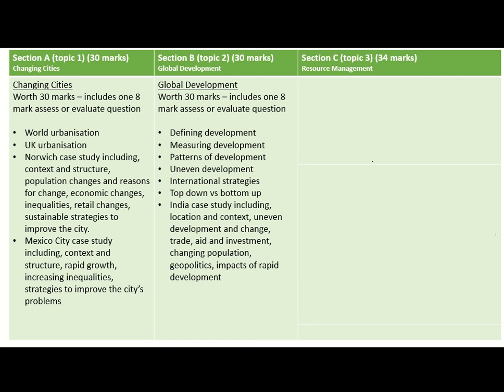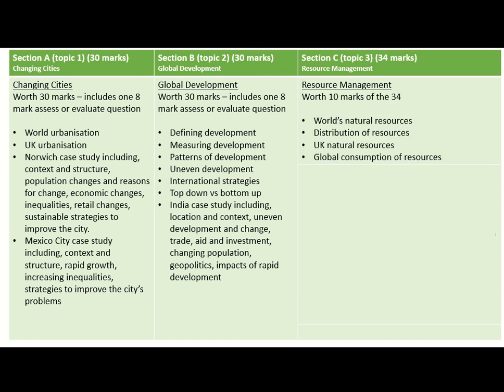Now, the last section for paper 2 is divided up into 2 main parts. And this is the resource management section. So the first part is resource management in general. It's worth 10 marks of the 34. And it's going to be about where the world's natural resources, coal, oil, gold, diamonds, iron ore, that sort of thing, are found and located, and why they're distributed where they are.